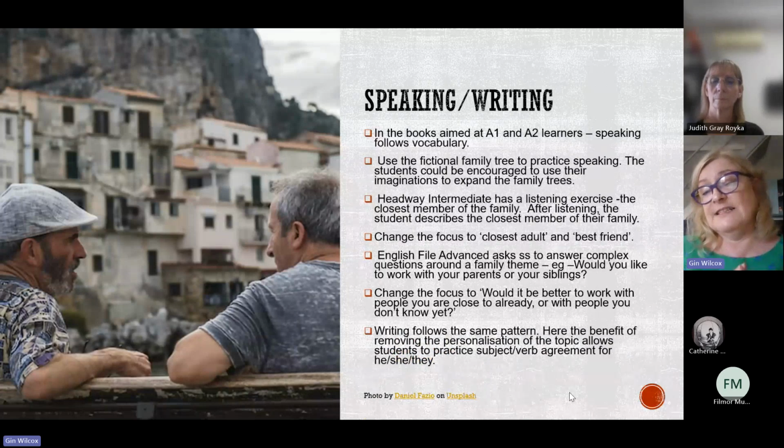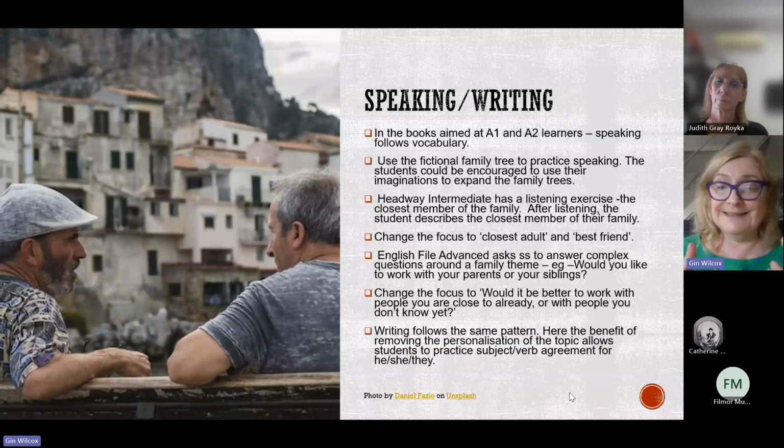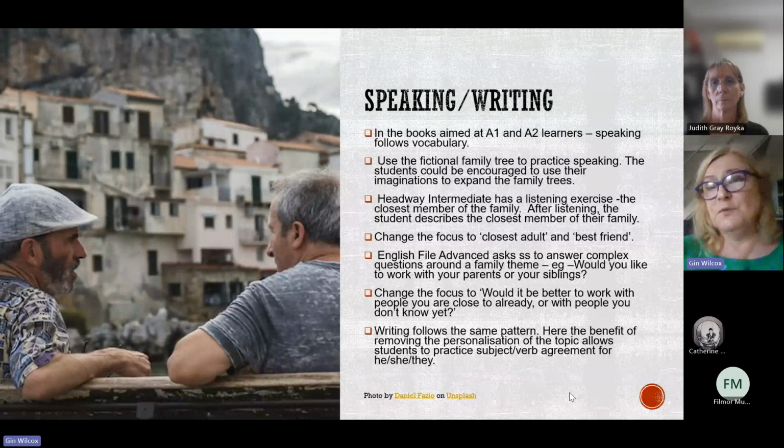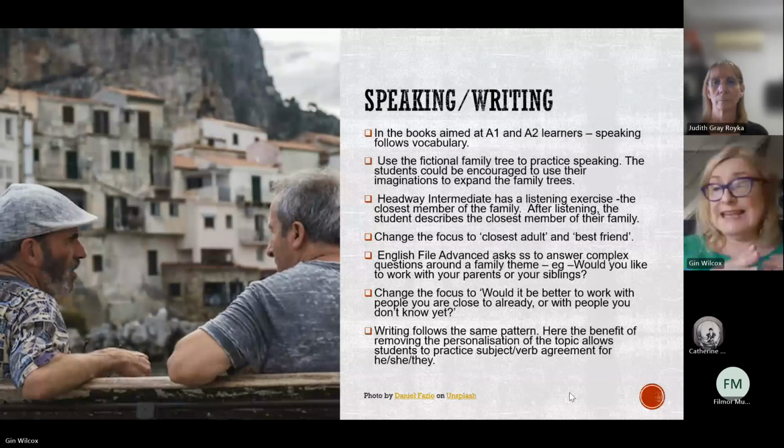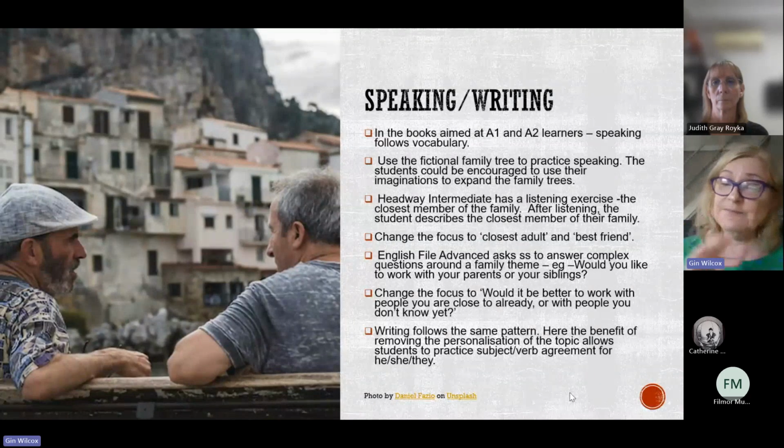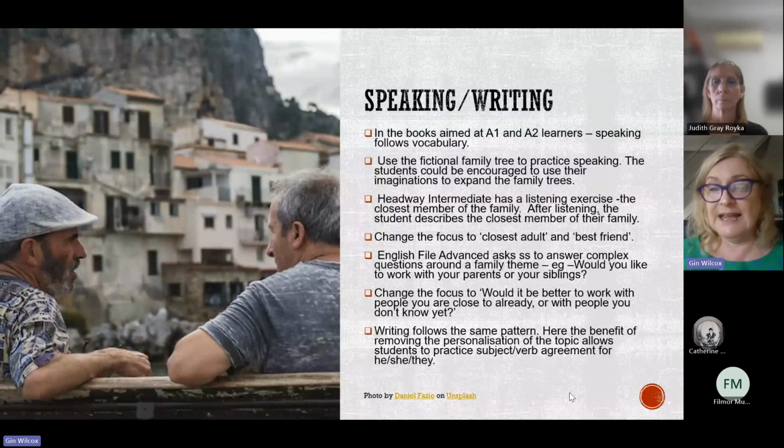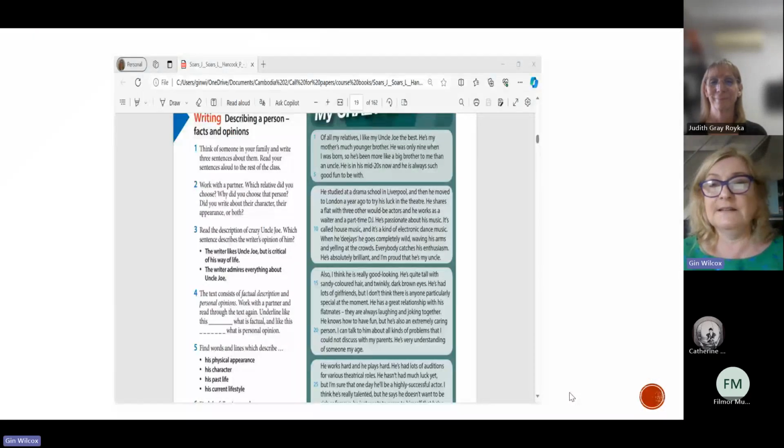The writing exercises usually follow the same pattern. But there's an added benefit here: removing the personalization of the topic. So, "I have two brothers, he has..." it allows them to use subject-verb agreement, and that is something that a lot of students struggle with. So, this is my closest relative. Sorry, it's a screenshot. It's not very good.